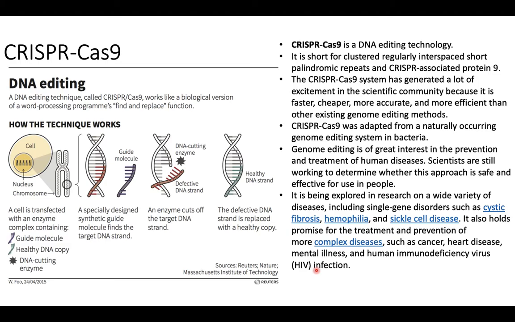So the way that this tool works is pretty much like a find and replace function in your word processor. So you take a particular section of DNA that perhaps is damaged or mutated, and you take the guide molecule, which is a specifically designed molecule of DNA, and you associate it with the Cas9 protein.